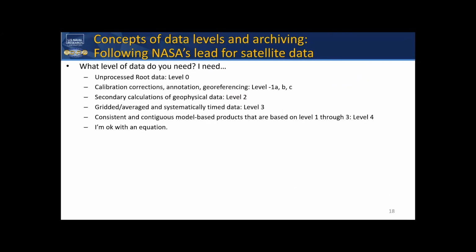The other thing to think about is the different levels of what kind of data you really need. And I like the way that NASA defined all of this 30 years ago. Do you really need the raw data, what we call level 0 data? Probably not. Do you need calibrated corrections, annotations, georeferenced data? That's kind of level 1. If you're doing a secondary calculation, you've got the radiances, but I just need to know qualitatively if a dust storm is there, that's a level 2 product. Do I need to have it gridded and averaged and put into a systematic time series? That's level 3. If you want it to be consistent with model data, that's level 4. Or you might even just be okay with an equation.